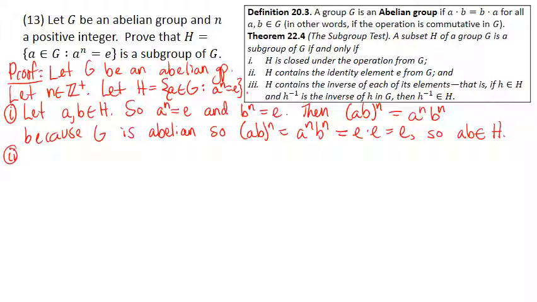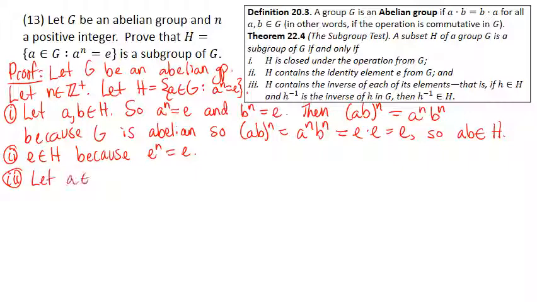All right, does H contain the identity? I think that's pretty clear because E to the n equals E. Okay, and let's look at the third thing we need to check here. Inverses.